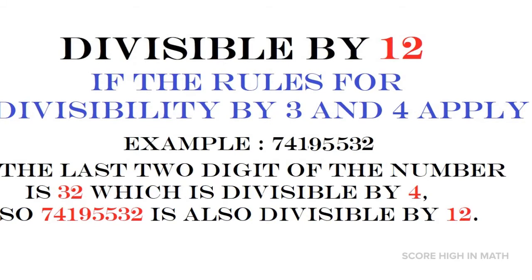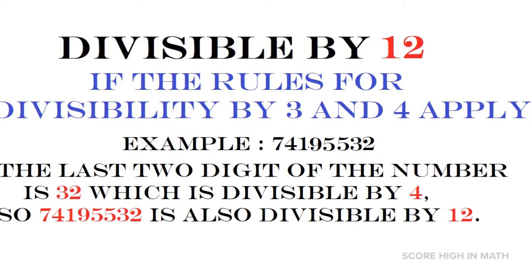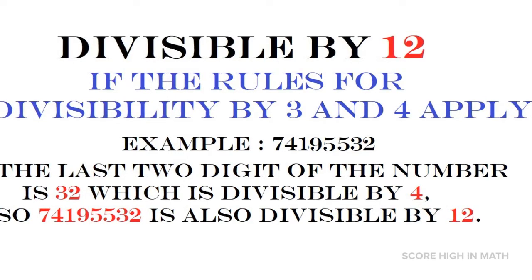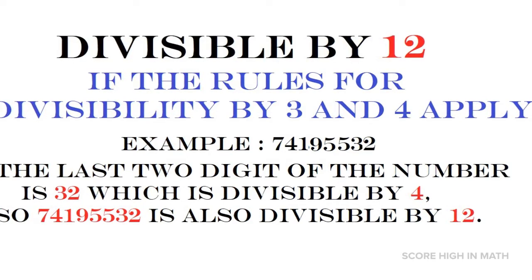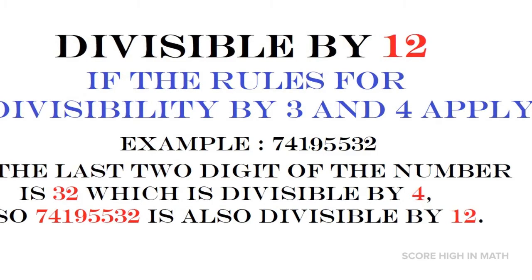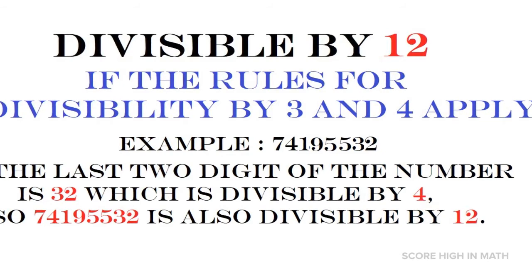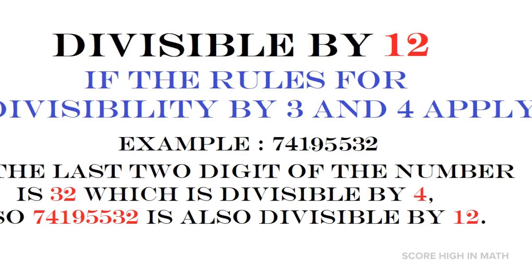Correspondingly, we are going to apply the rule for divisibility by 4. We are going to look at the last 2 digits of the number, and the last 2 digits are 32, which is divisible by 4. Therefore, 74,195,532 is divisible by 4.